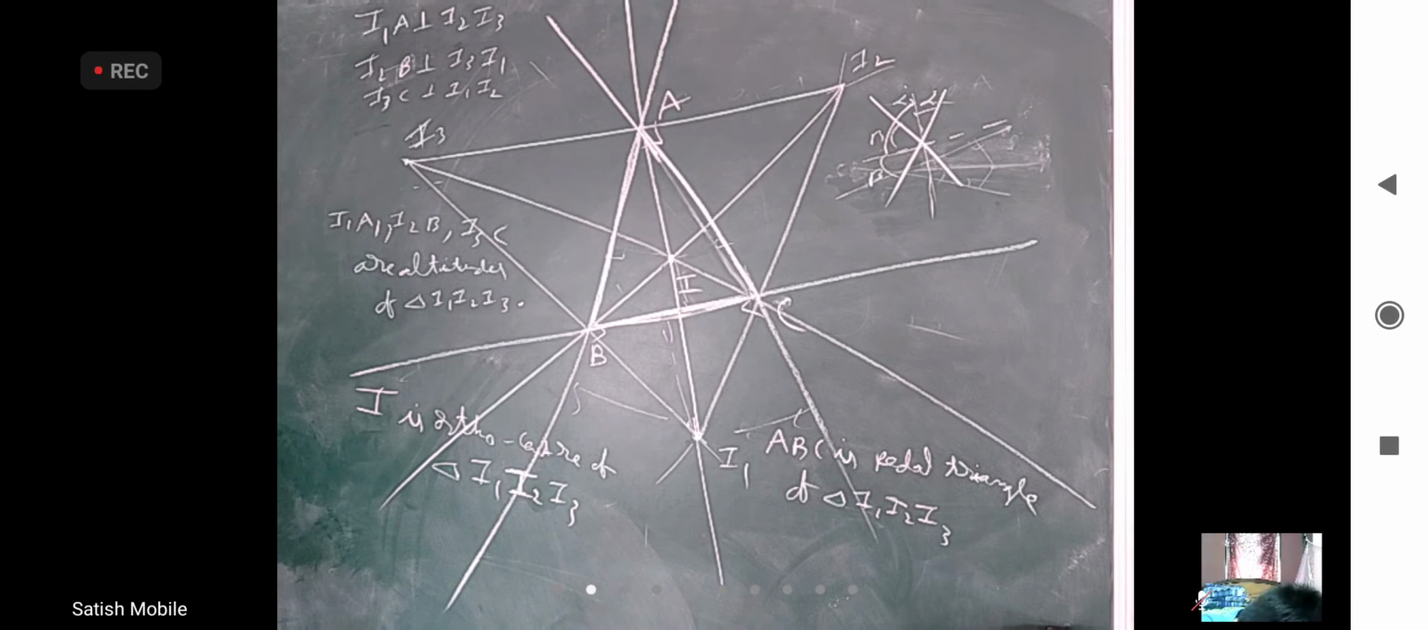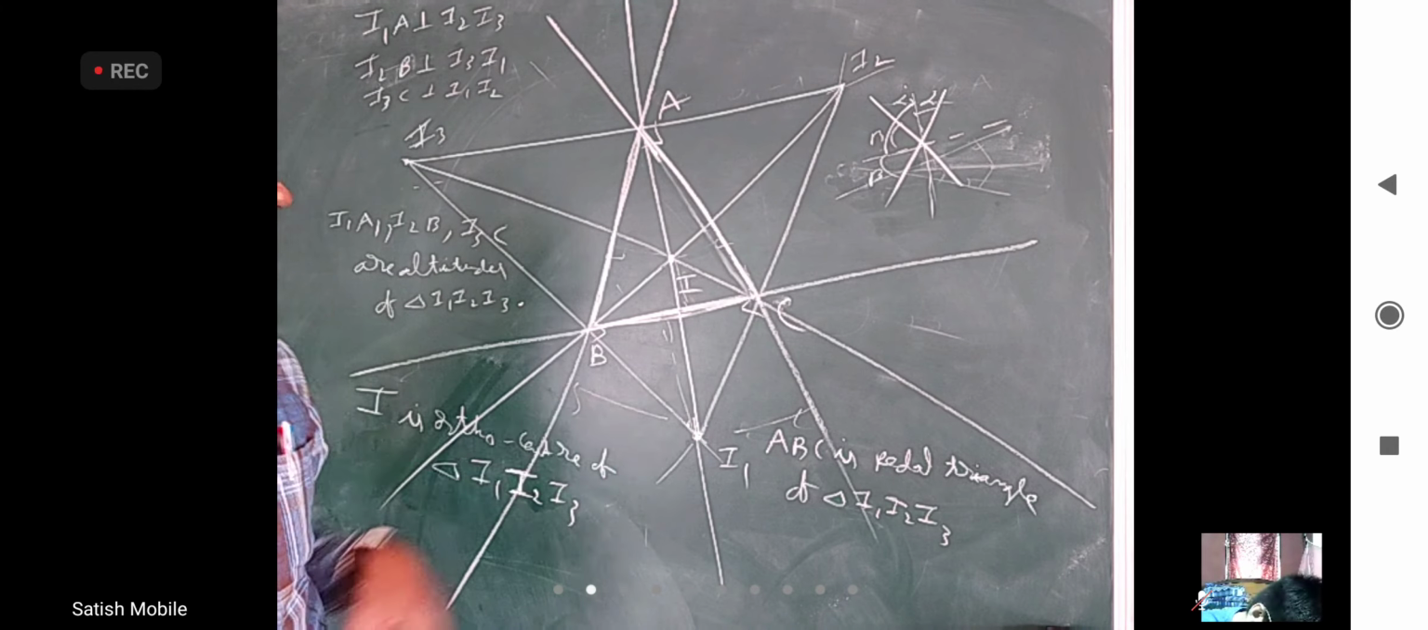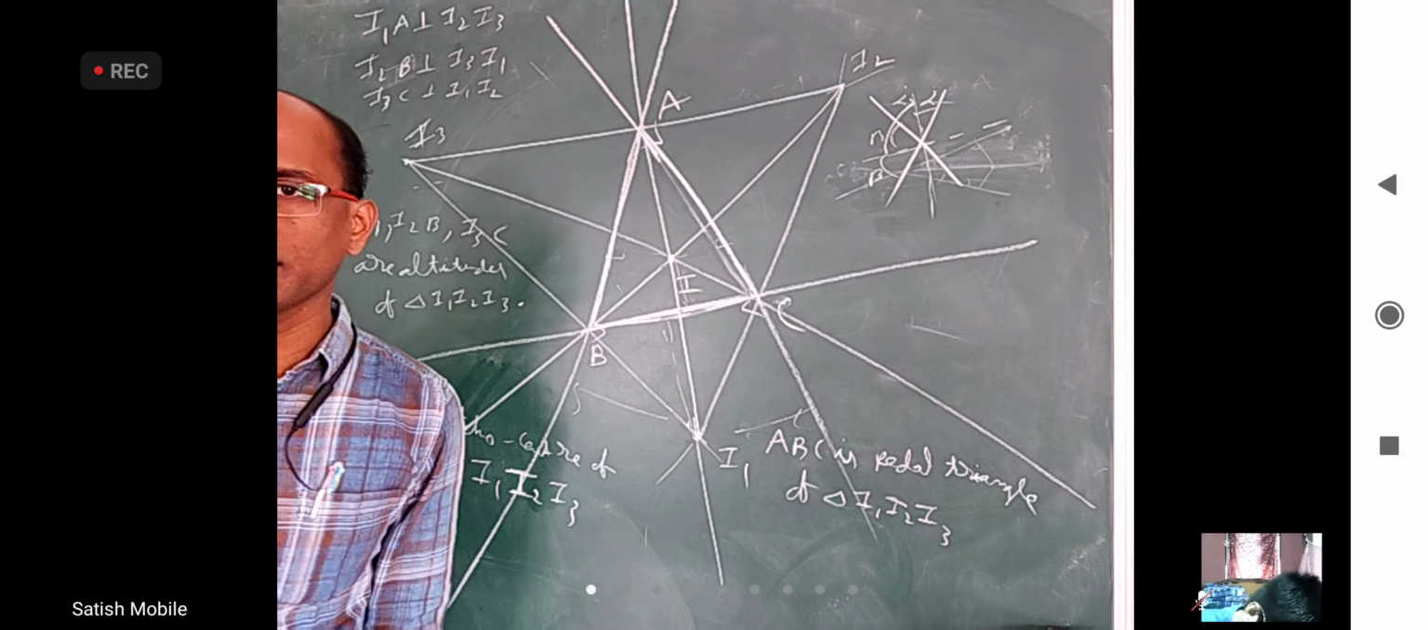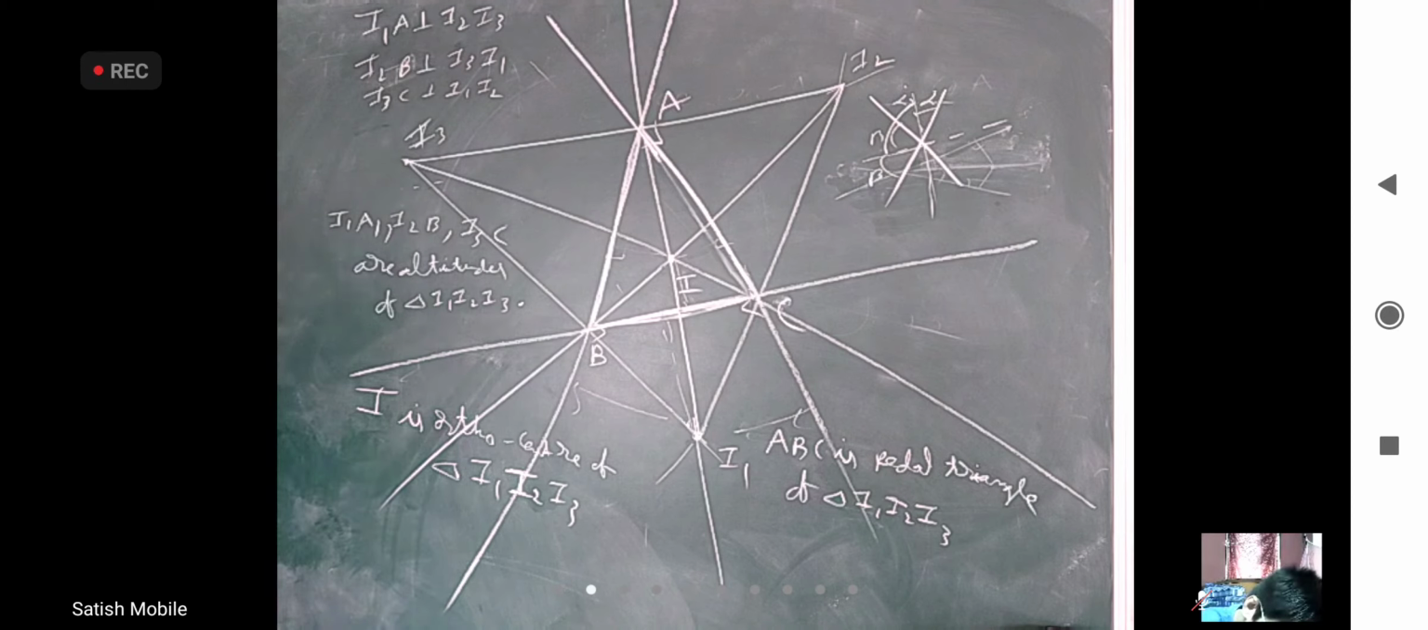Okay, if time allows, we'll see today. Otherwise, tomorrow we have to, for this new excentral triangle, find what are the different angles, what are the side lengths, and all. We have to find all those details. What is the circumradius of that? What is the area?